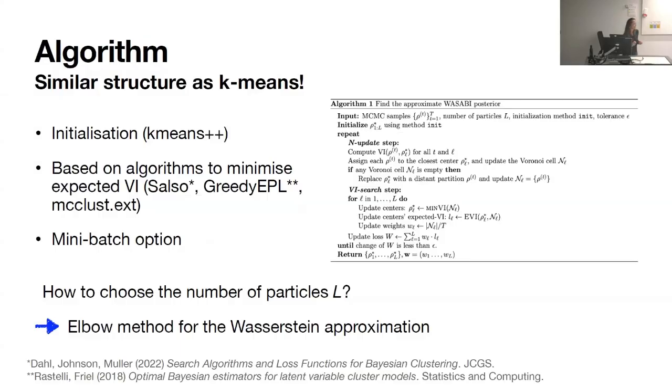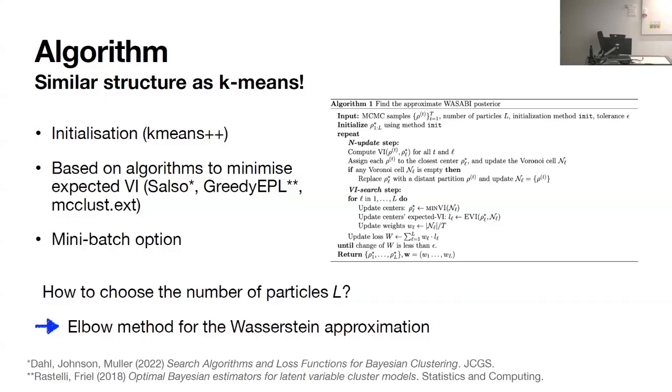Okay, here's the algorithm. It's essentially very similar to a k-means-like algorithm, but just on this more abstract space. This step here is, given the particles, determining the Voronoi cells. And in this step, given the Voronoi cells, we just need to find the optimal particle.